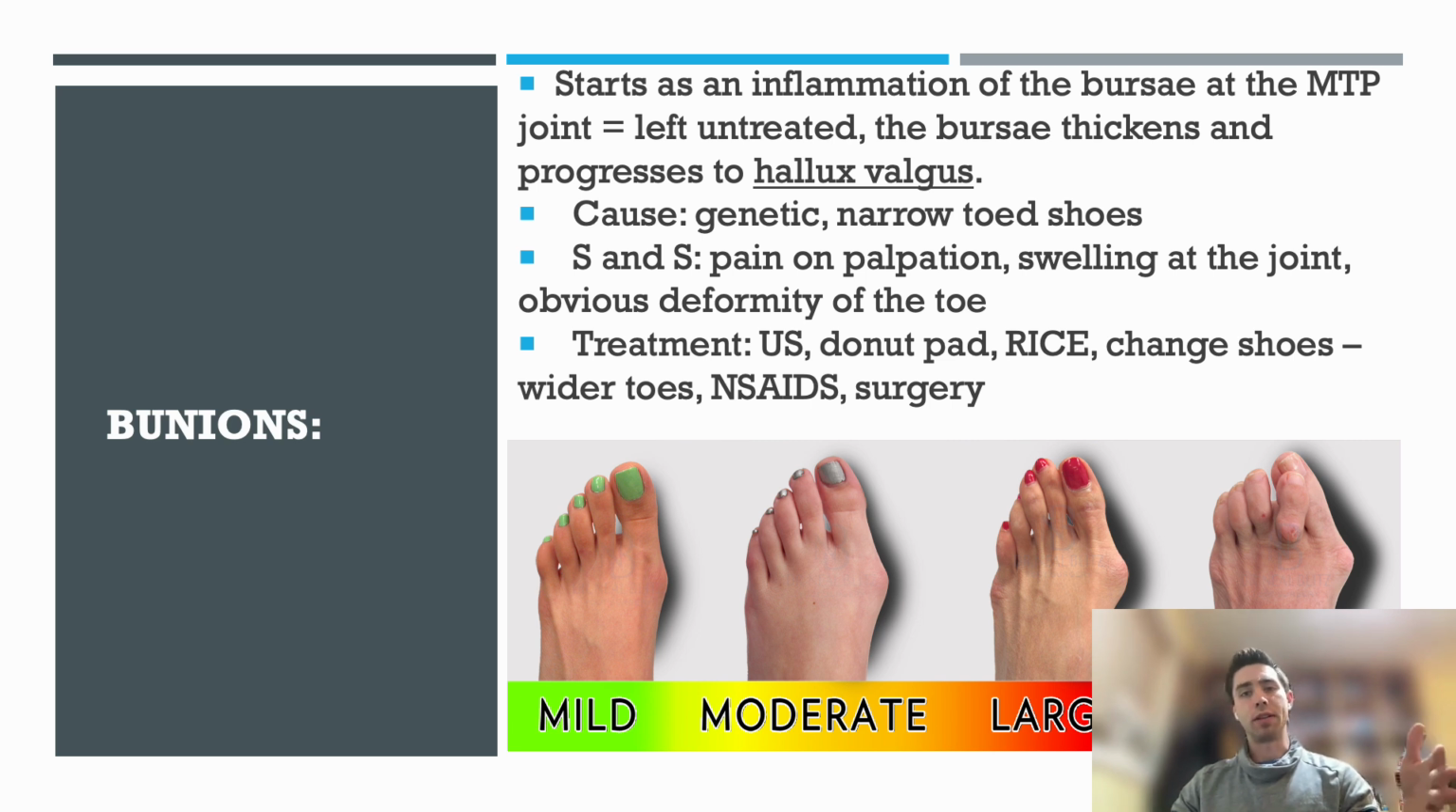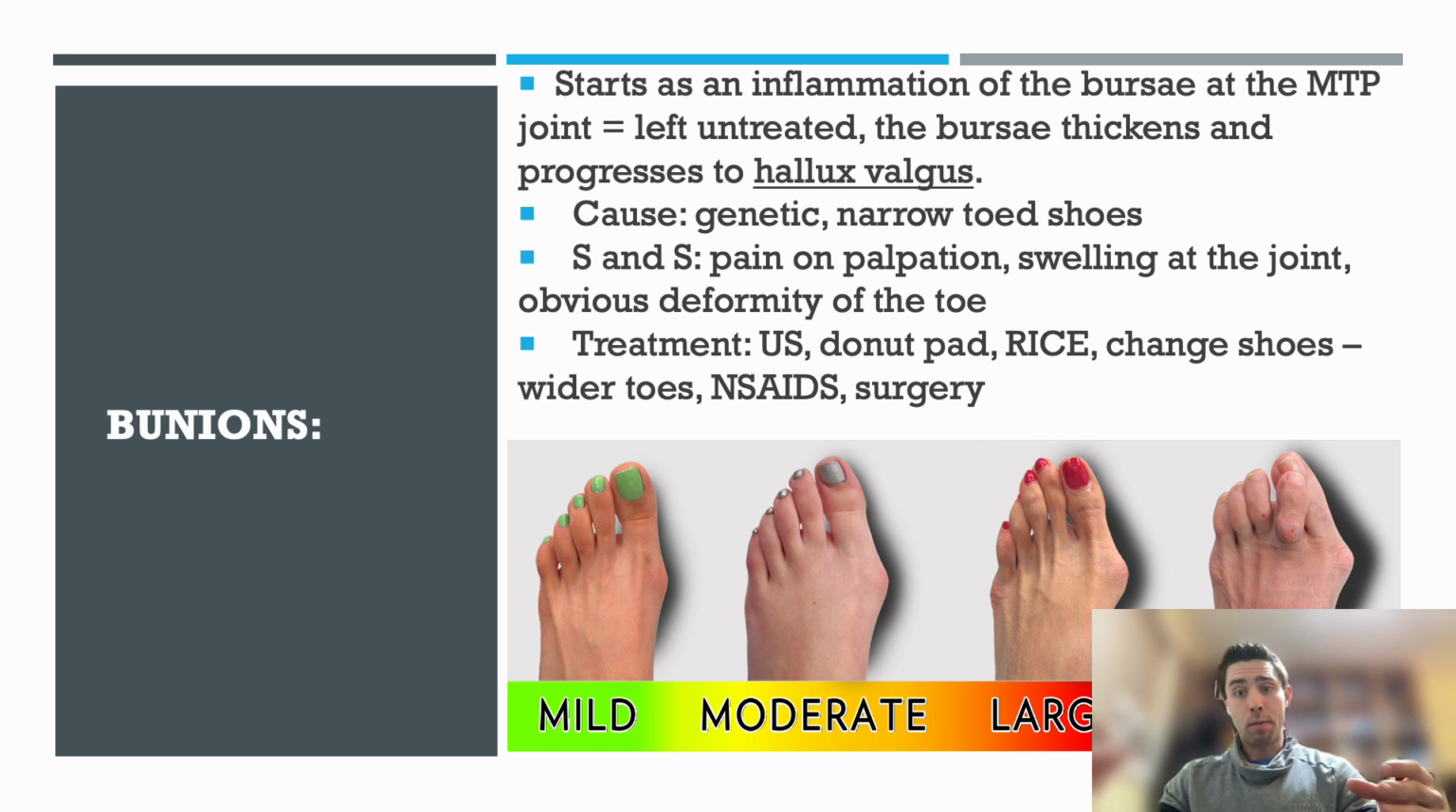Next up, we have bunions. So a bunion is an inflammation style injury that can occur to the bursa, or it can be an actual anatomical movement of the foot itself in a certain direction. Now, I'll get into that a little bit in a second, but pretty much what happens is the bursa and the bone on the outside of the MTP joint will actually start to thicken or widen out. I told you how bursa is a localized style injury, it will literally grow out.